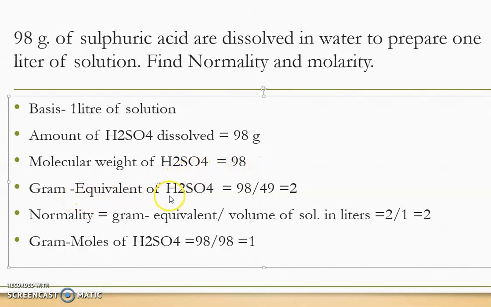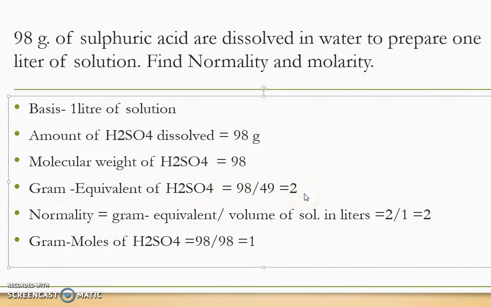So gram equivalent is what? Basically weight in gram upon equivalent weight. Gram equivalent weight is equal to molecular weight upon valency. So 98 upon 2, it will be 49. So gram equivalent is equal to 98 by 49.